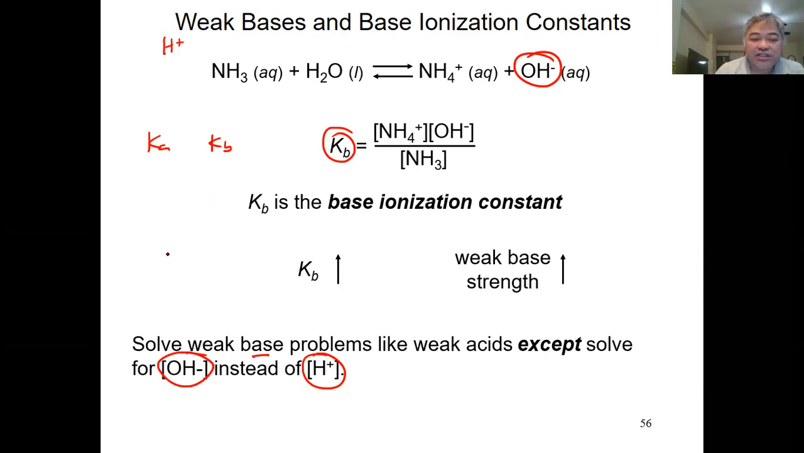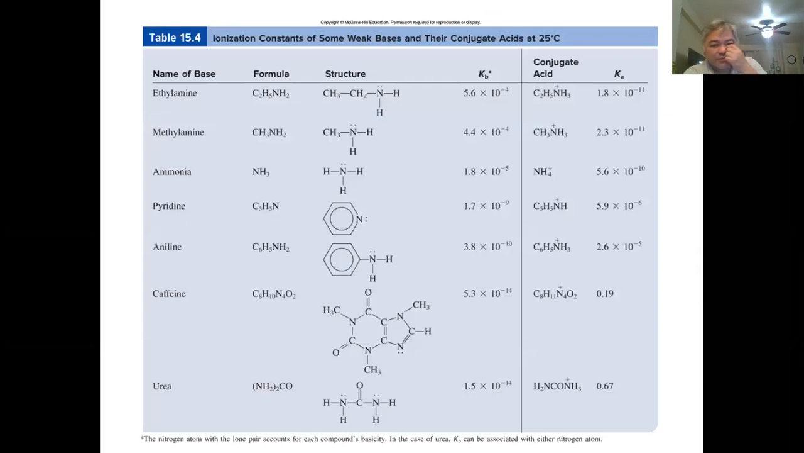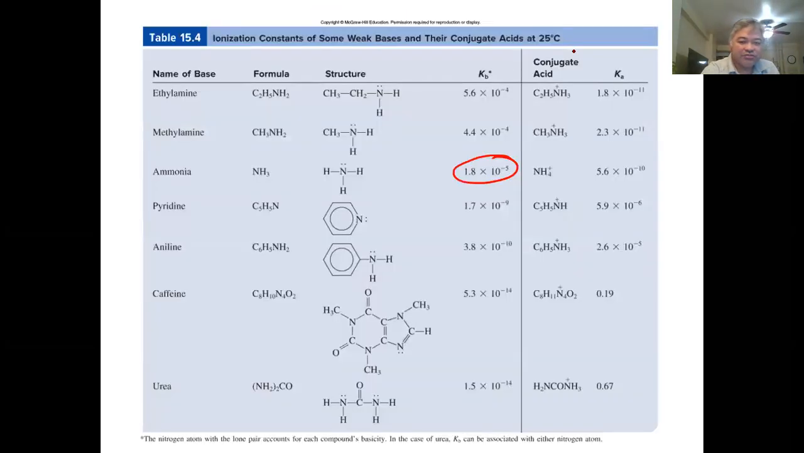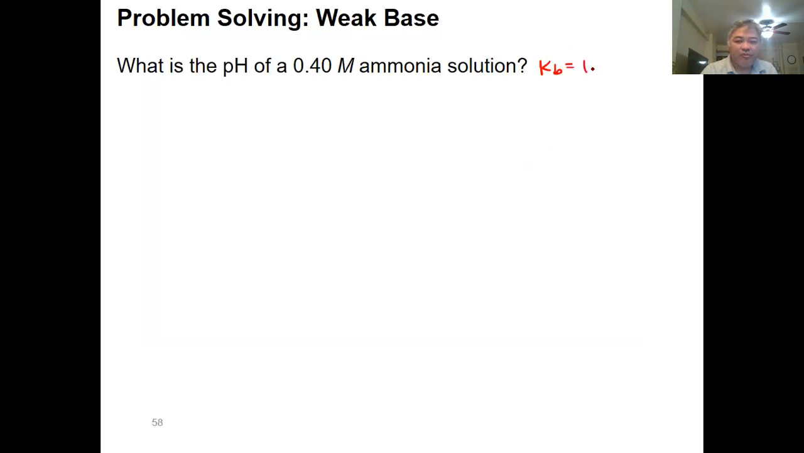So what you're getting here is from the POH and then go to the pH. And these are just some of the common weak bases. And I think the example that we have is ammonia. Like this. And again, you have to put there the Kb, which is 1.8 times 10 to the negative 5.